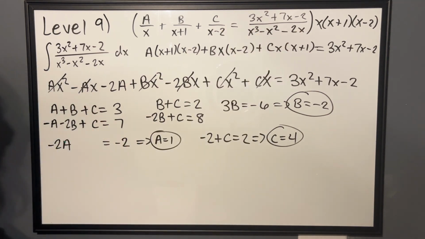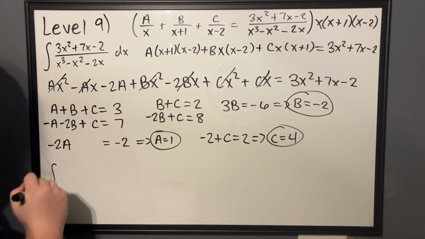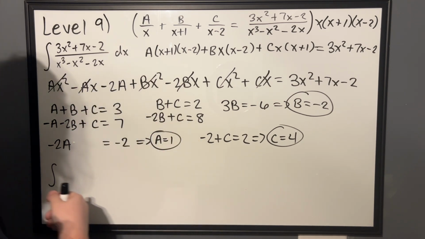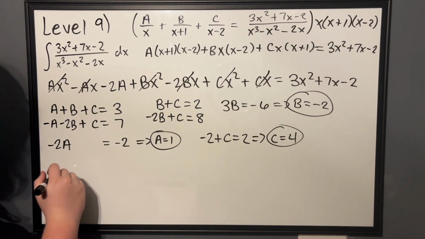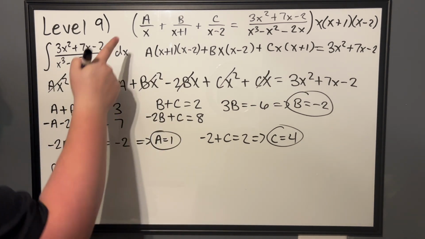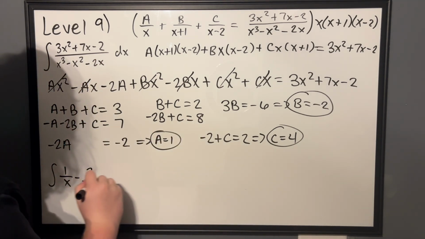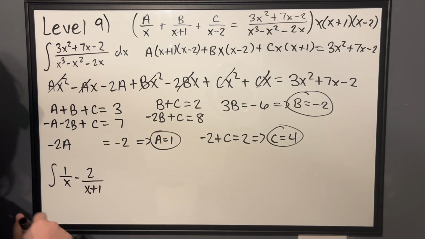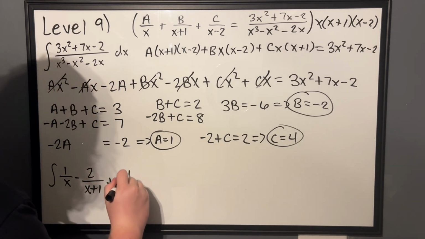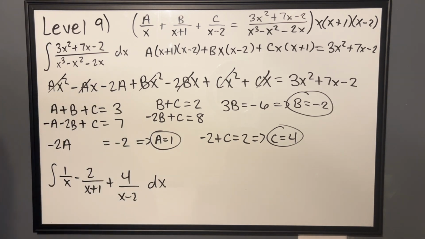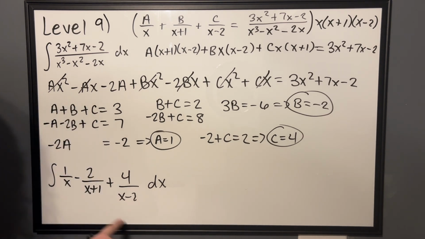So if we know that this plus this plus this gives us our original function, we're going to rewrite this integral in terms of these partial fractions with a, b, and c. So this is the same as the integral of 1 over x, because that was a was 1. It's going to be a minus 2 over x plus 1. And then we'll have plus 4 over x minus 2 dx. Okay. This is something that we can integrate because these are all going to be natural log functions.